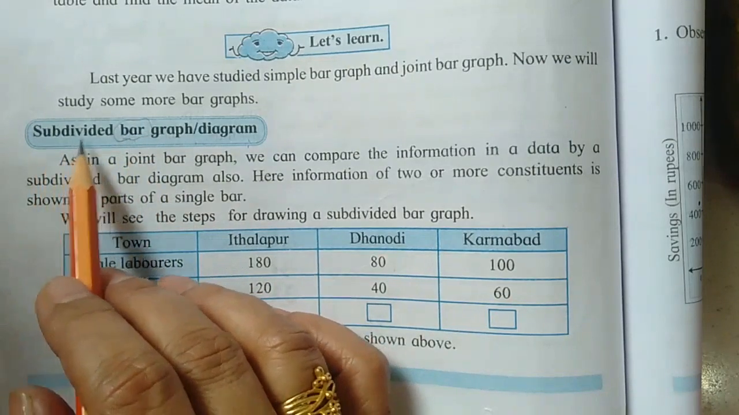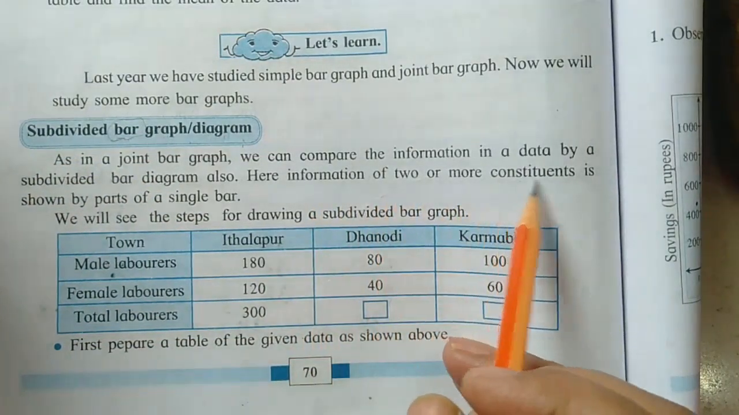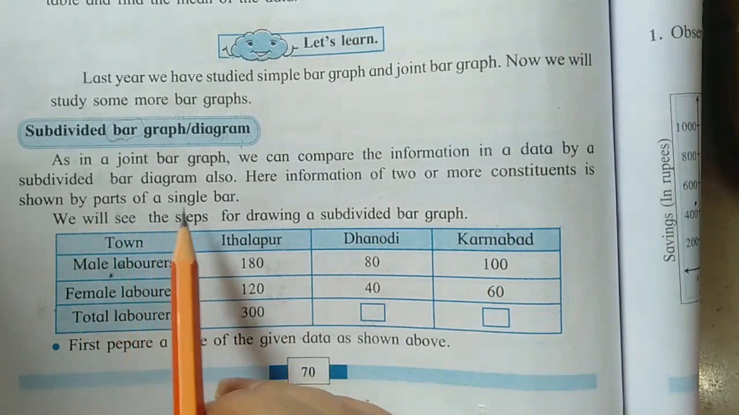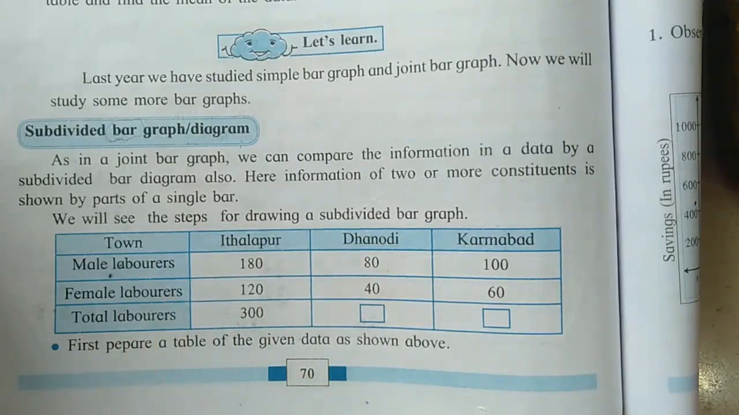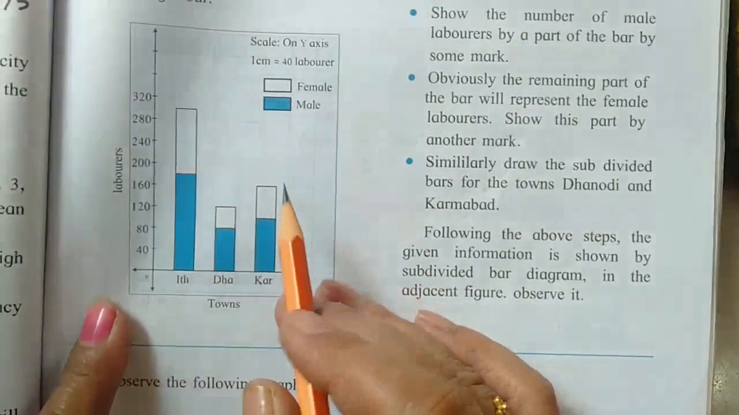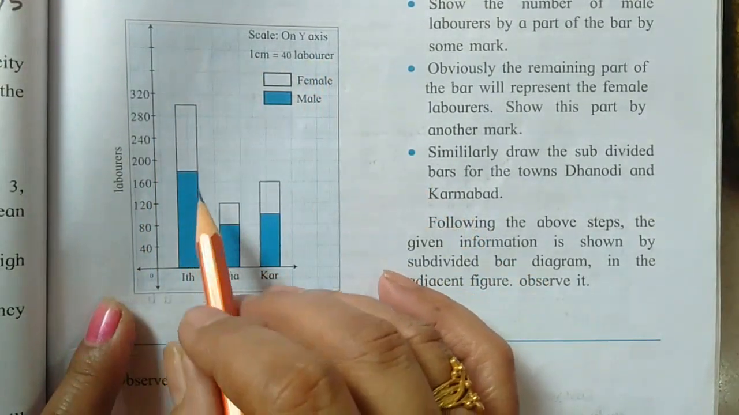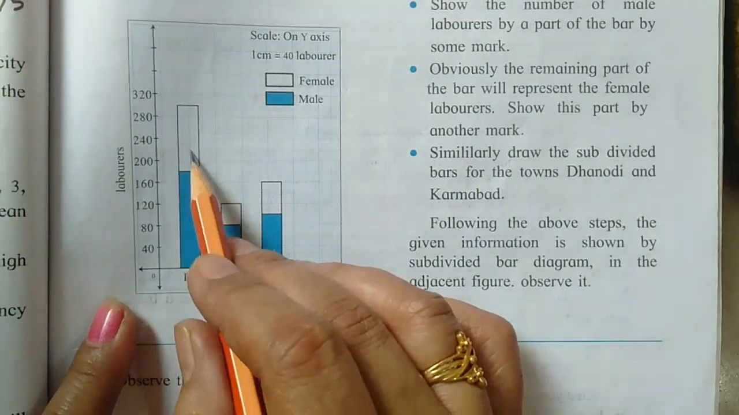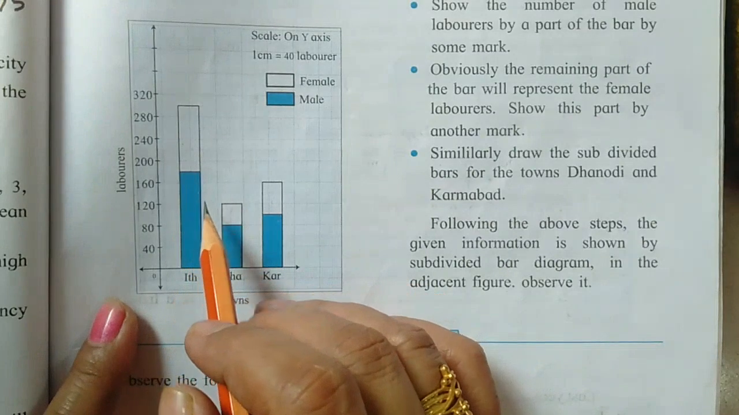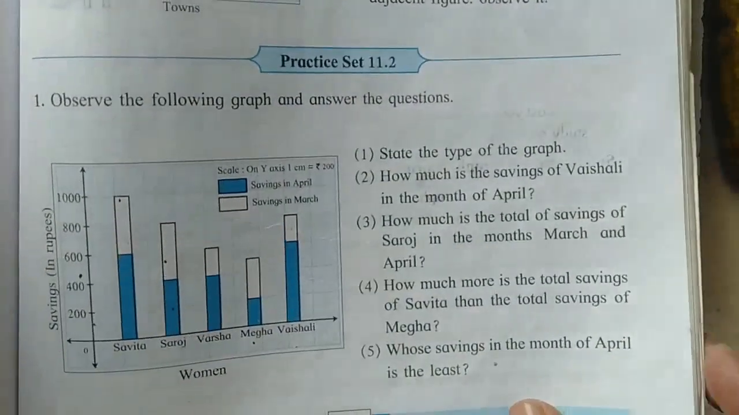Now the subdivided bar graph means the information of two or more constituents is shown by parts of a single bar. Means a single bar is divided into more than one part. See, the example is given in your textbook. See this bar. In this graph, each bar is divided into two parts, means more than one part. So it is the subdivided bar graph. Understood? Now let us move to practice set 11.2.